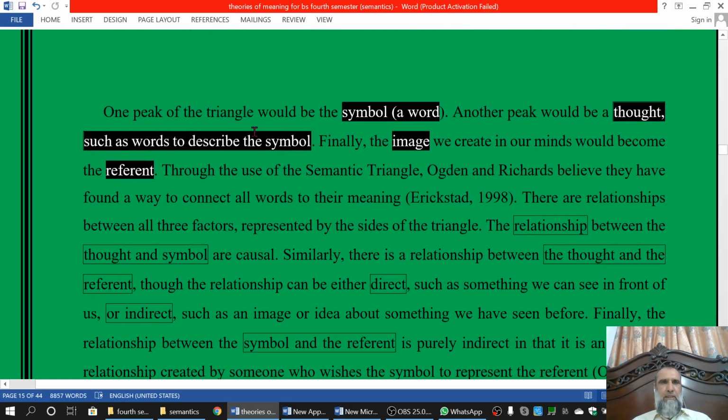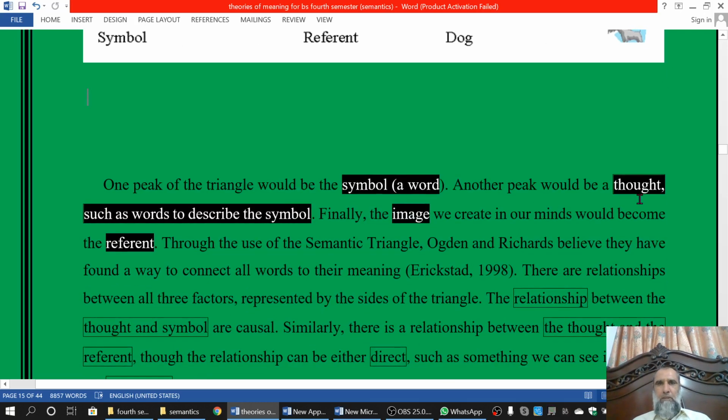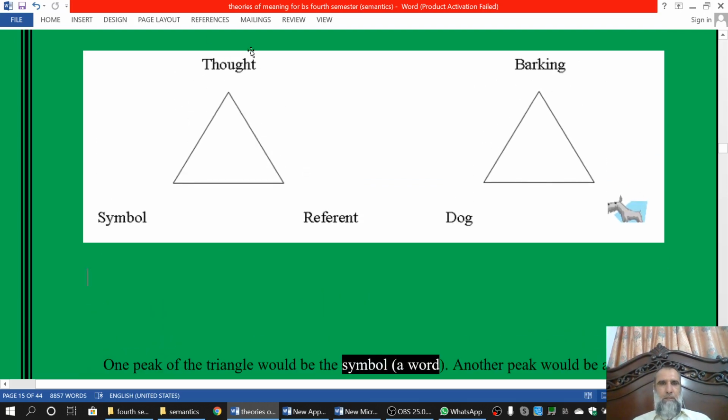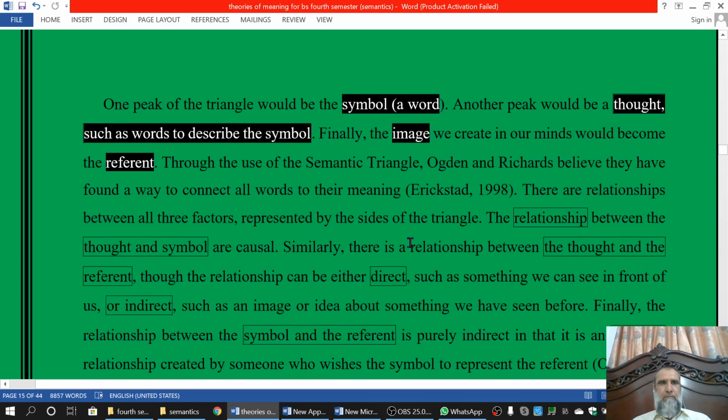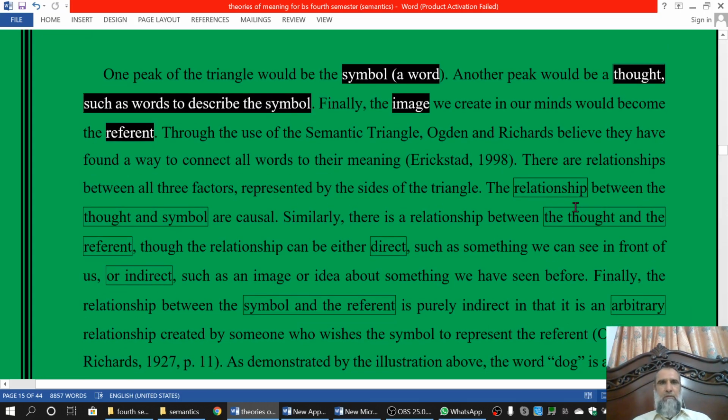इसको ट्रांसलेट करते हैं. One peak of the triangle would be symbol, a word. ट्रायंगल का एक पीक ये वाला, ये सिंबल होगा, ये वाला डॉग ये सिंबल होगा. Another peak would be thought, दूसरा पीक इसका थॉट होगा, ये रेफरेंस है. Such as words to describe the symbol, ये रेफरेंस वर्ड भी हो सकते हैं जो आपके जहन में है. Finally, the image we create in our minds would become the referent, जो इमेज है वो रेफरेंट है.